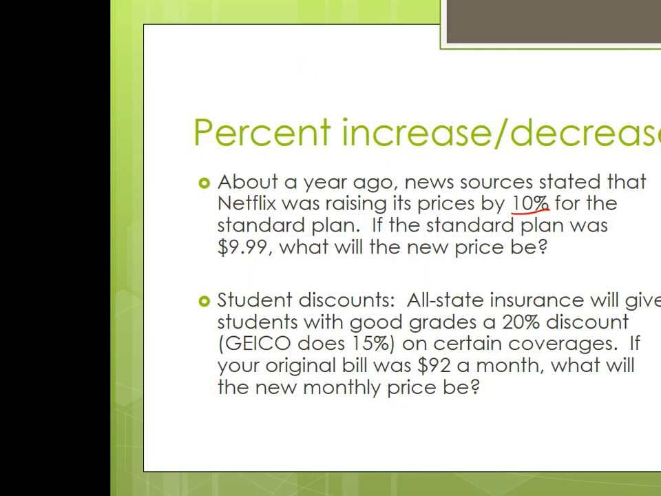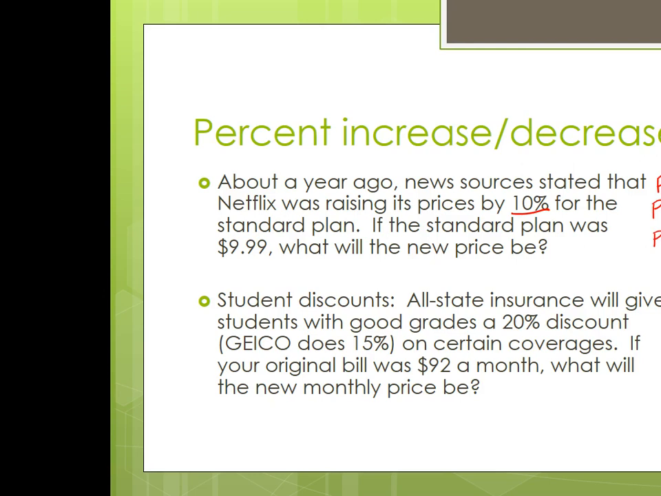So we want to know the new price. So in order to find the new price, I first need to figure out 10% of the original amount. So using my formula that deals with percentages, I want 10% of $9.99. So this is going to be 0.10 or just 0.1. My base is $9.99. And like I said before, if you just want a percent of a number, you can just multiply them together. Just make sure that you've converted the percent to a decimal.